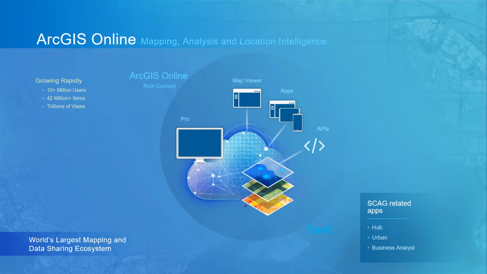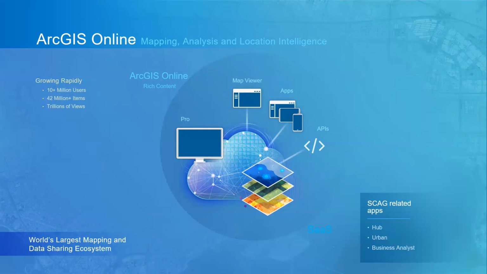Over 10 million users worldwide are registered with ArcGIS Online. Over 40 million shared content items on this online system. Trillions of views of the hosted data, maps, and applications. Many of your agencies may already have ArcGIS Online accounts. SCAG is a longtime user of ArcGIS Online. And also SCAG recently released Regional Data Platform, also known as RDP, which is built on ArcGIS Online.